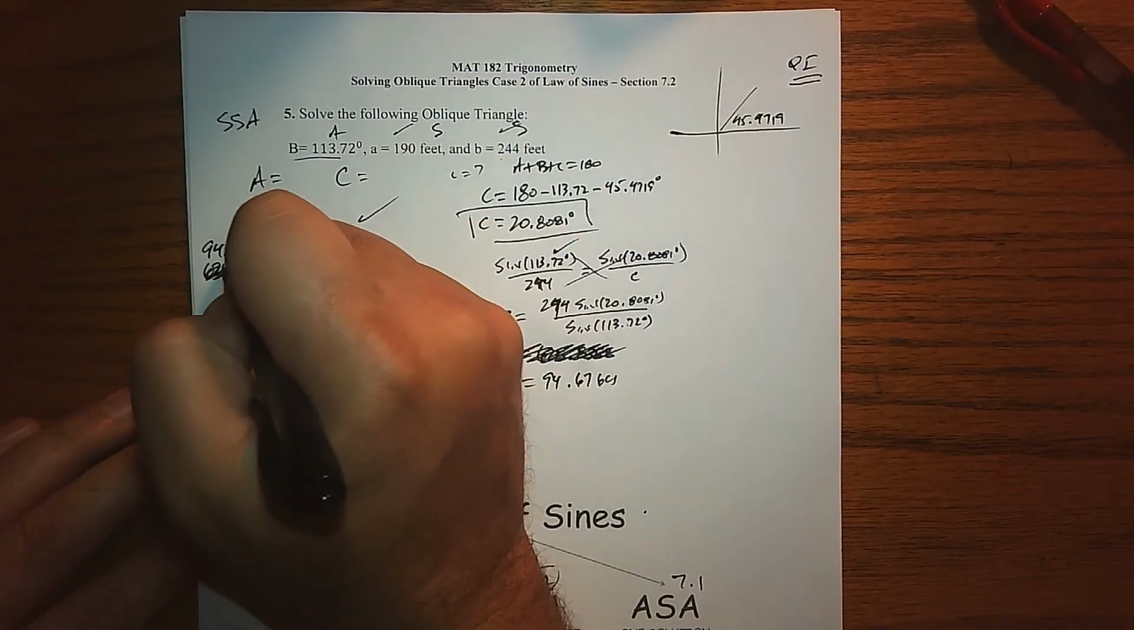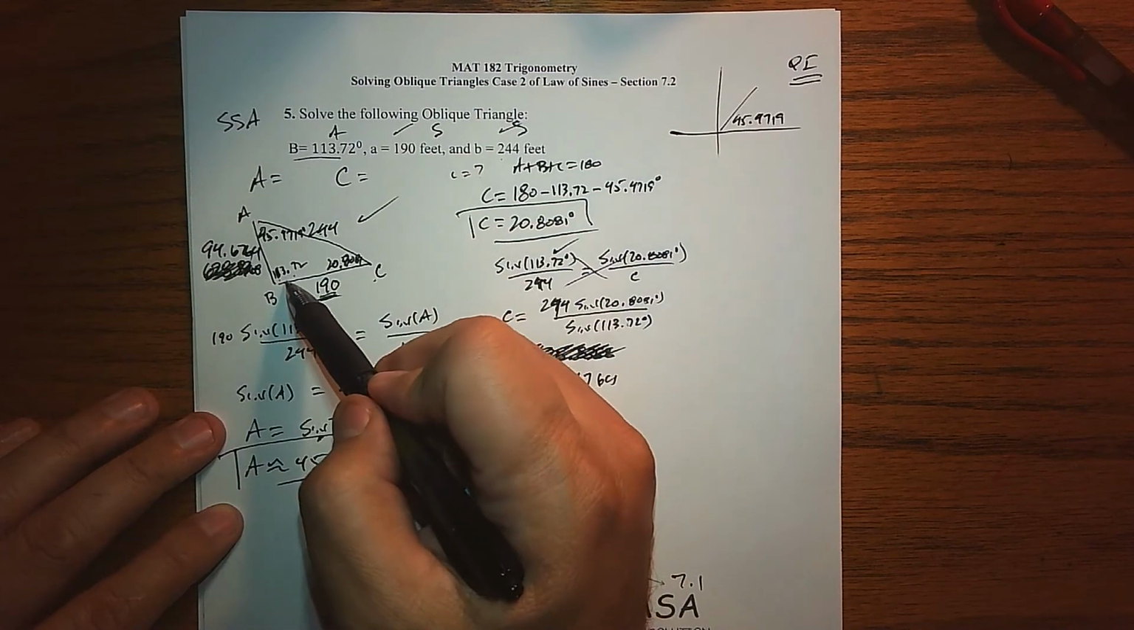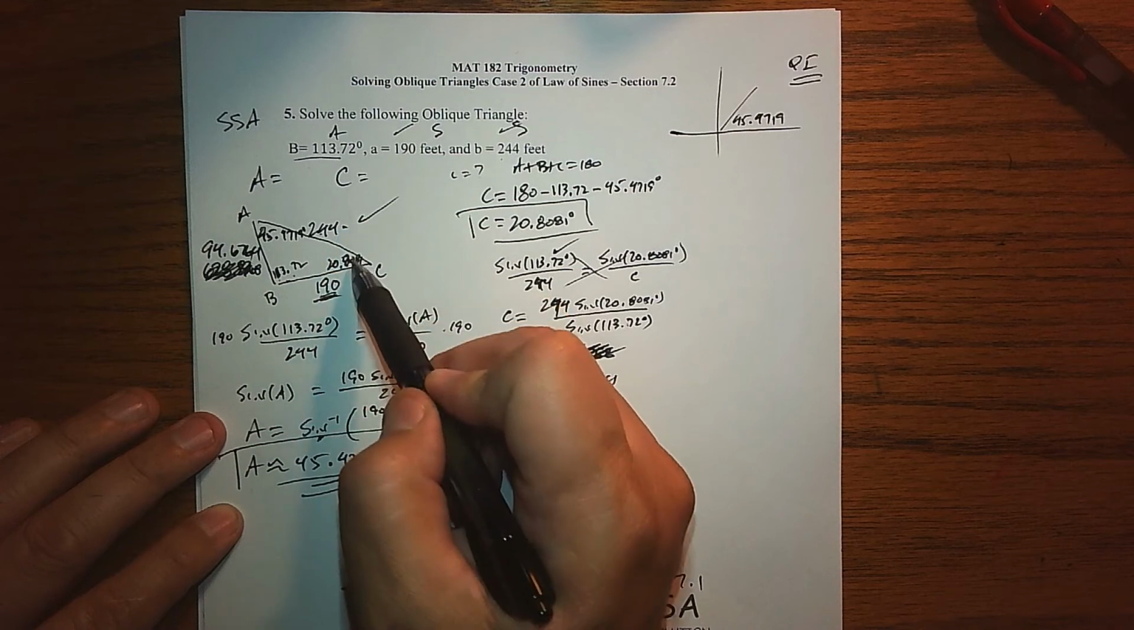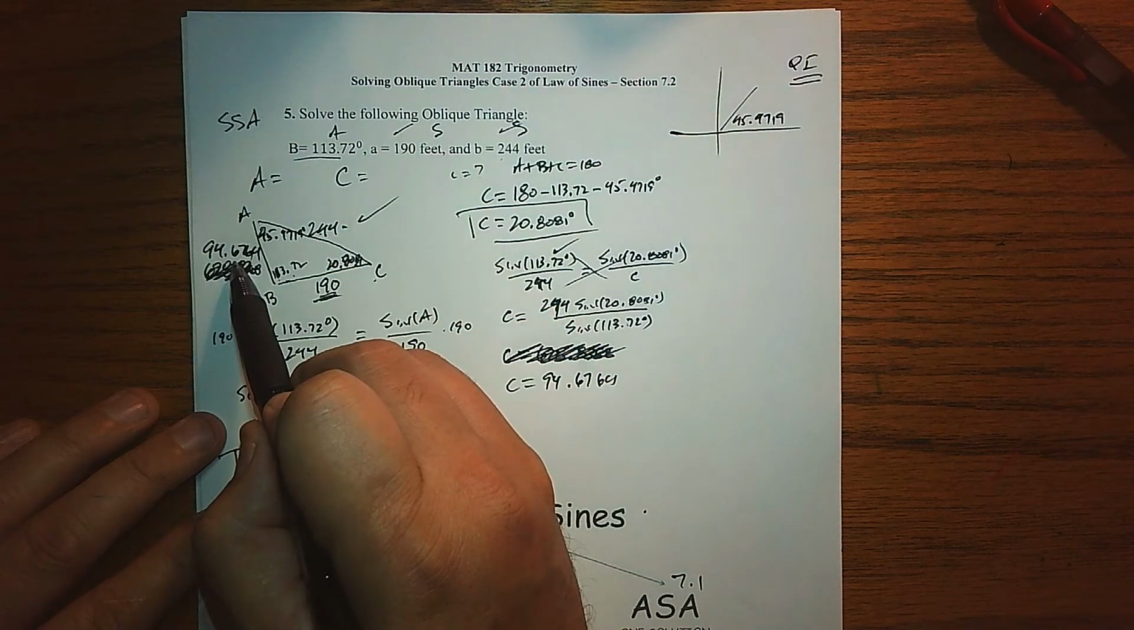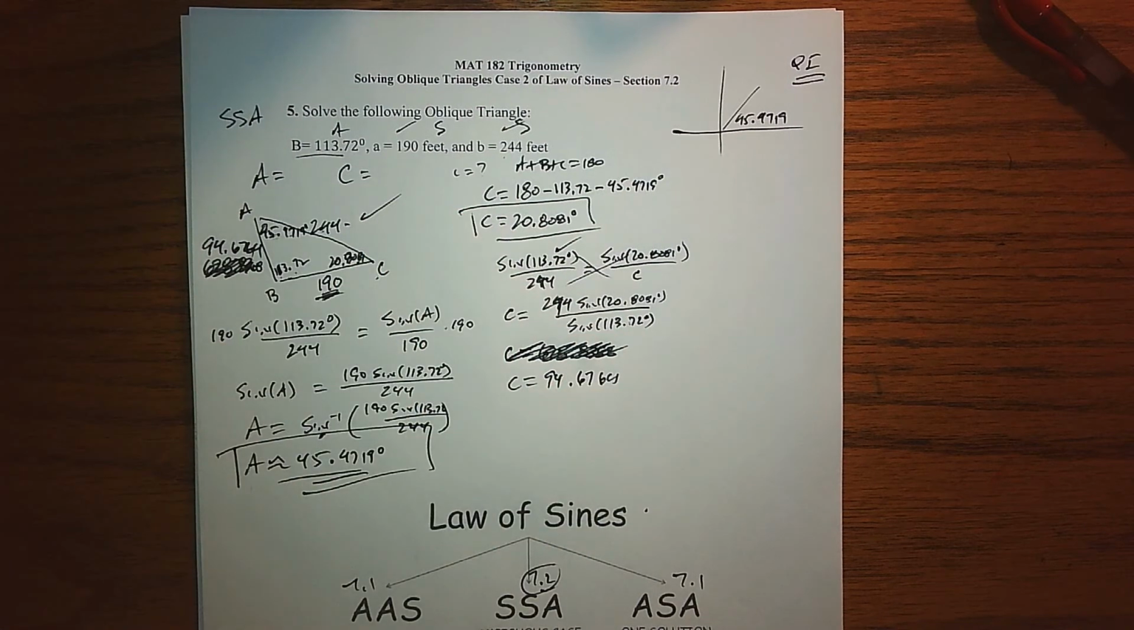So you can kind of get a feel how nice that check is. If I hadn't done that check, I might not have realized I was wrong. So the largest angle has the largest side, the smallest angle has the smallest side, and the intermediate angle has the intermediate side. So there is one of our possibilities.